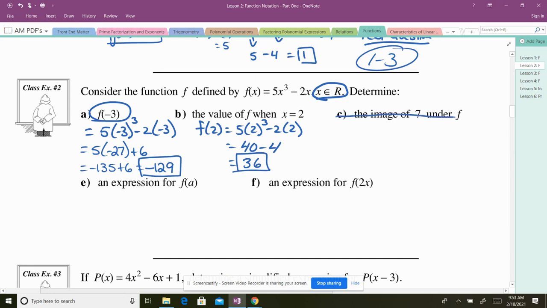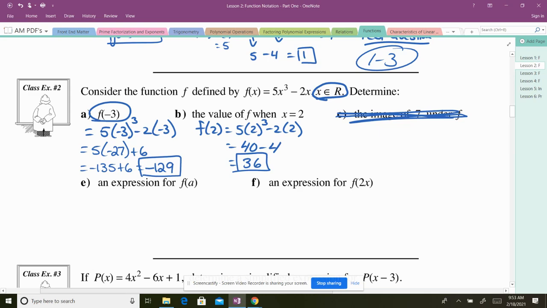We're not doing C because I'm never going to ask you a question that says the image of 7 under f. It means f of 7. But who speaks like that? We're not doing that. So if you see a question that says the image of 7 under f in the questions I assign, just go.